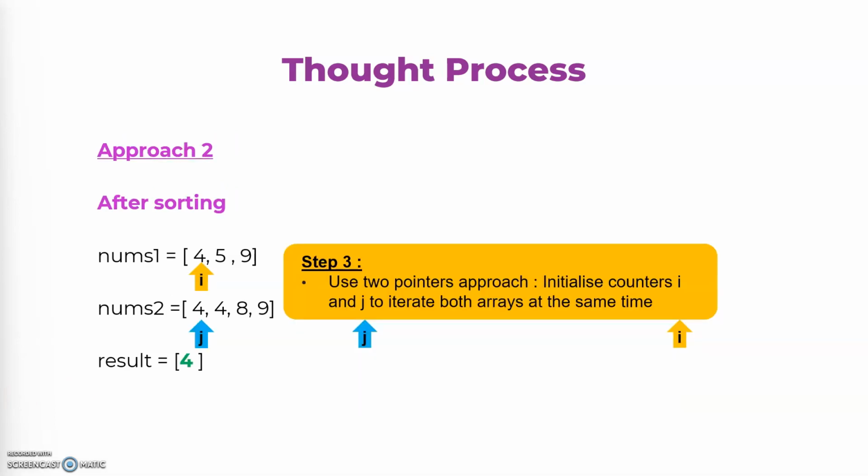Step 3. In step 3, we are using the two-pointer approach. We will initialize the counters i and j, i for nums1, j for nums2, to iterate both arrays at the same time. So in here, we start iterating both arrays at the same time, where i is for nums1 and j is for nums2.